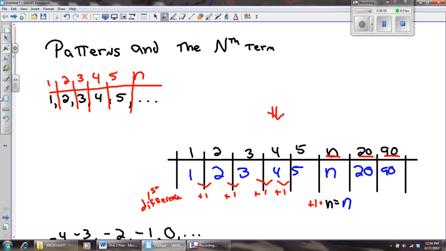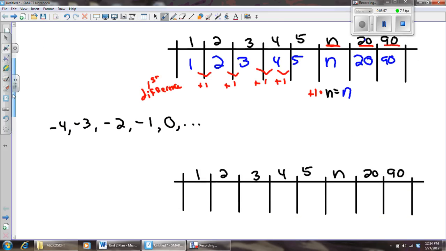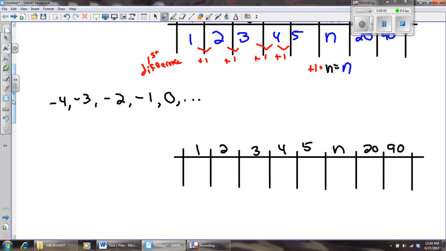Okay, let's look at one that's easy, but not quite as simple. I've got the numbers -4, -3, -2, -1, 0. This is the first term, so I write it in box 1 of my chart. Next term, next term, next term, and next term. Again, I go to find the first difference.